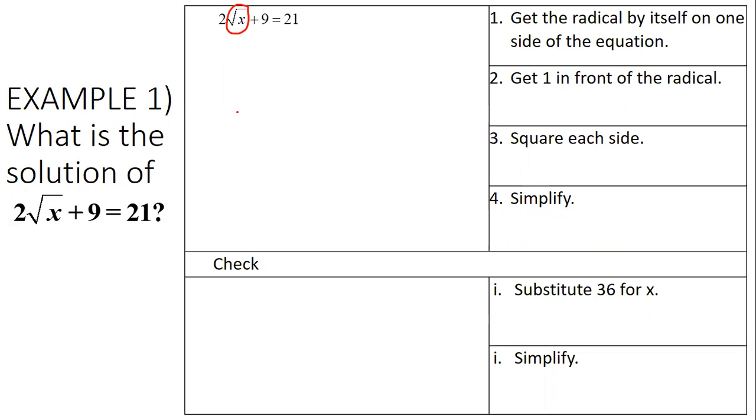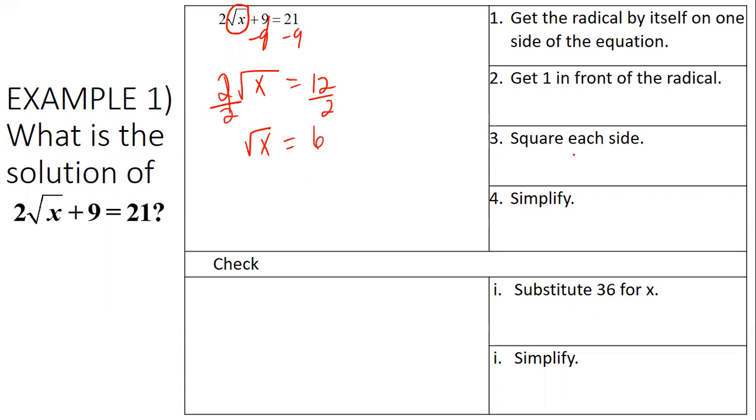So remember, we're doing PEMDAS backwards. So is there anything I can add or subtract away? Subtract 9. I can subtract 9. And that leaves me with 2 square root of x equals 12. So step 2 is I need to get 1 in front of the radical, which means what would I need to do to turn this into a 1? Divide. So I'm going to divide by 2. We get the square root of x equals 6.